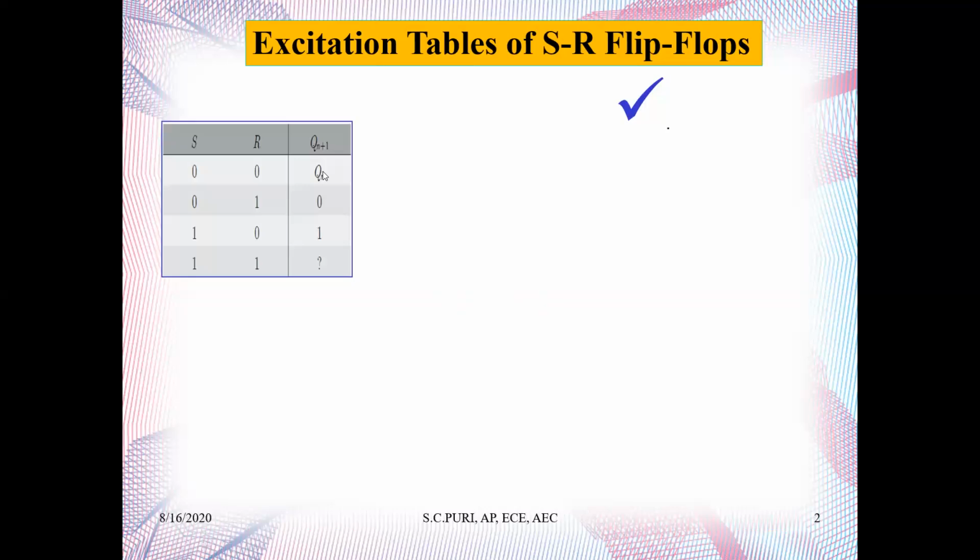Whatever was there will be there. When it is 0, 1, it is a reset condition. So whatever is in the present state will be reset to 0. Then the input will be 1, 0, and the next state will be 1. That is the state. And 1, 1 is an invalid or forbidden condition, which we have already discussed.